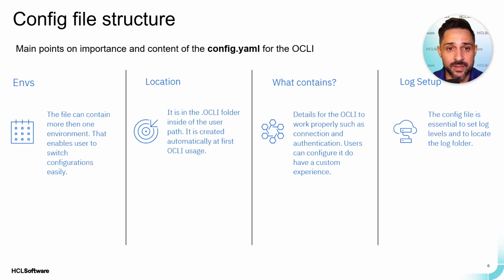So I got the OCLI, and the most important, let's say, the only config file, is config.yaml, which we can break up into four dimensions. The file is composed by environments. One of the benefits here is that with one config file, I can have more than one environment. So if you have test, dev, and prod environments, I can configure them all in a single file. As soon as I type OCLI plan and hit enter, it will create a configuration structure.